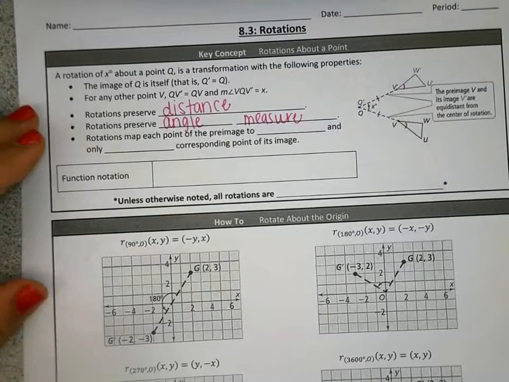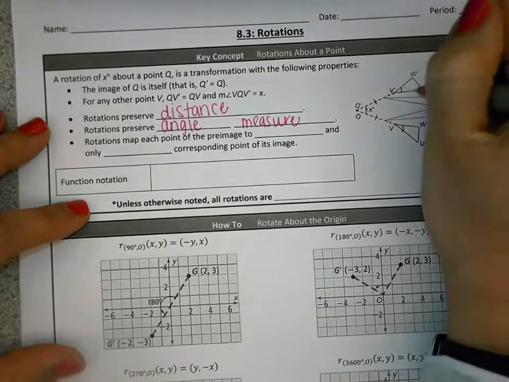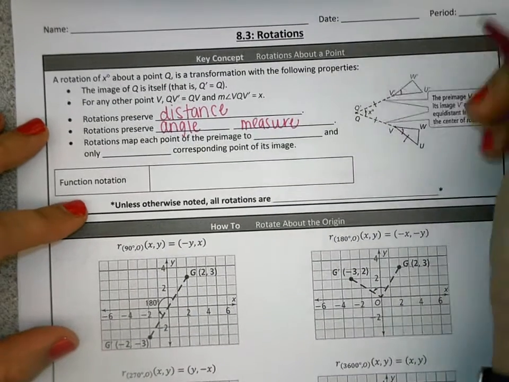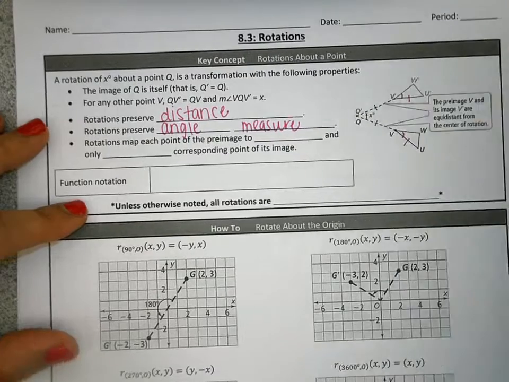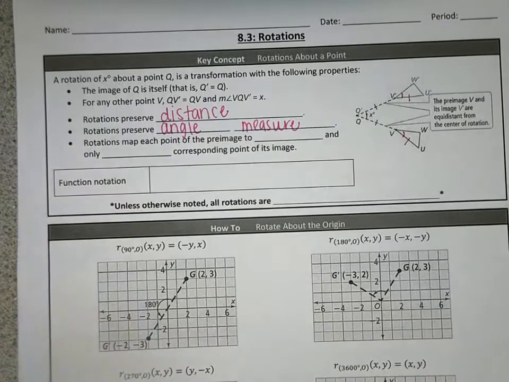That's what it means. And distance has to do with the segments. So VU has the same length as V prime U prime. So that's what it means. That the shape stays the exact same size and the angles don't change size either.